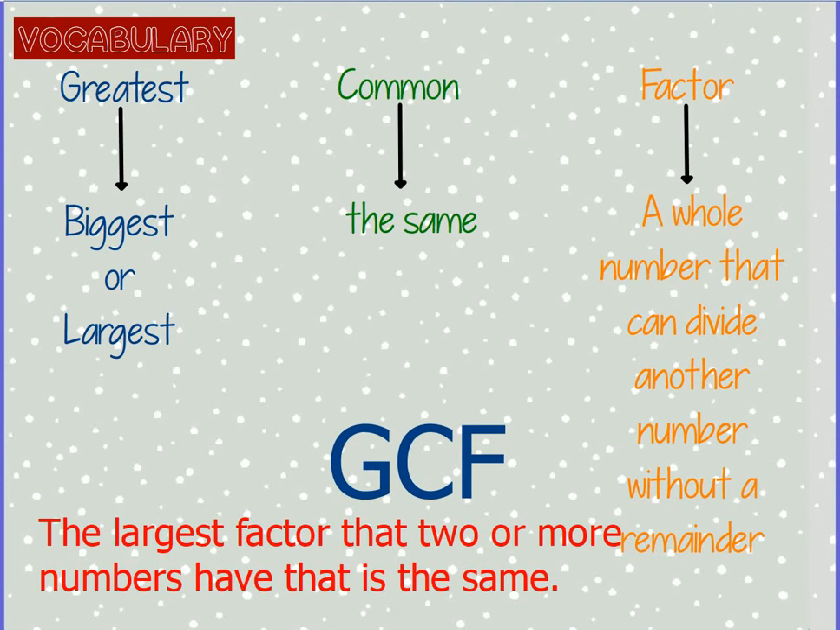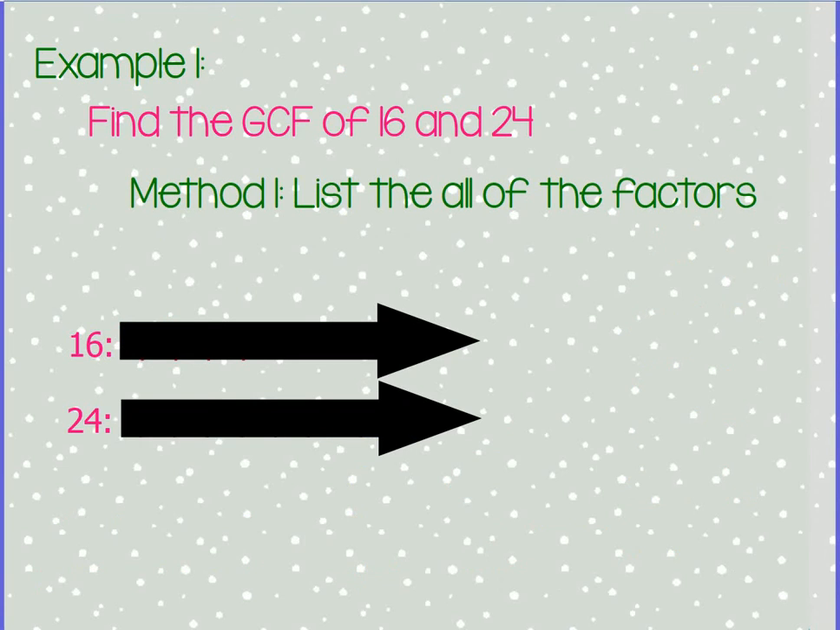Right, so for example, if I look at 12 and 6, I know that the greatest common factor between the two of them would be 6. And we'll look at how to do that. Alright, so first what you can do is list all of the factors. Okay, so we're finding the greatest common factor of 16 and 24.